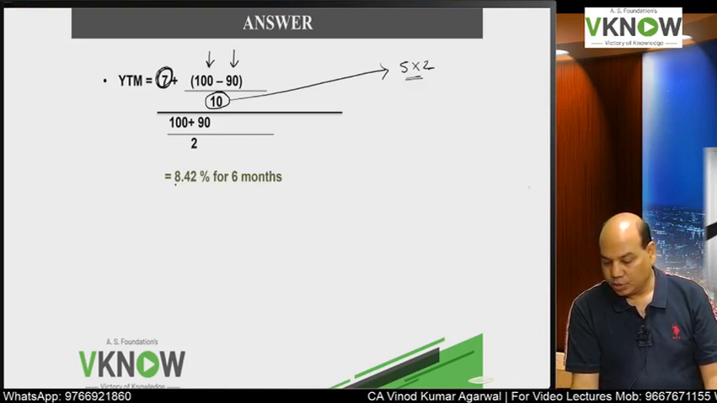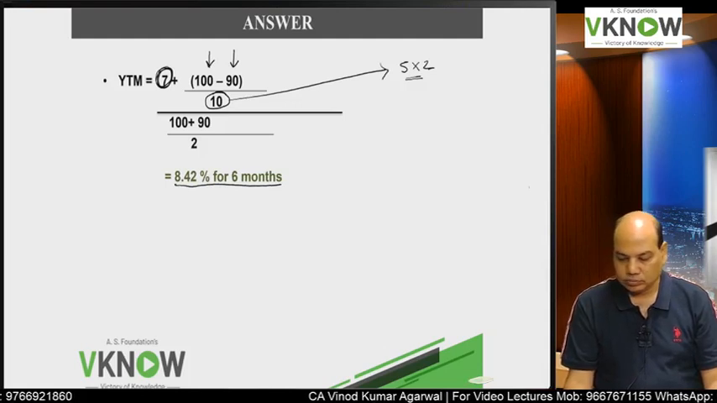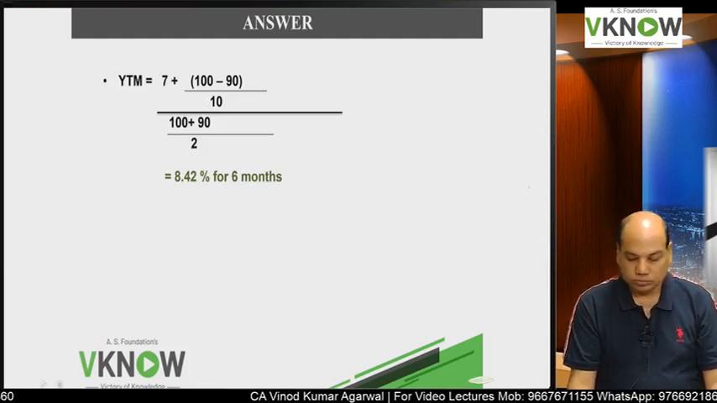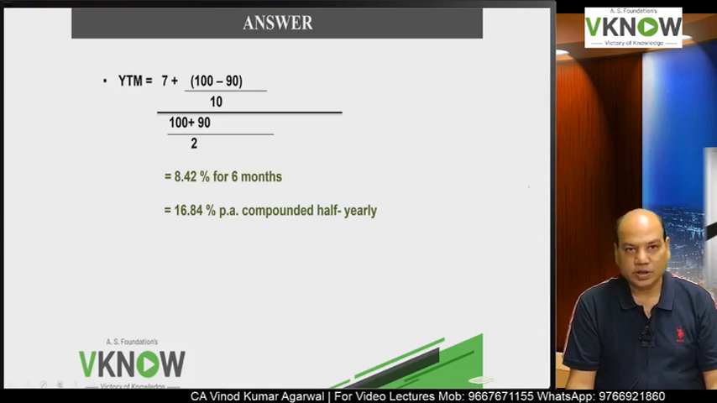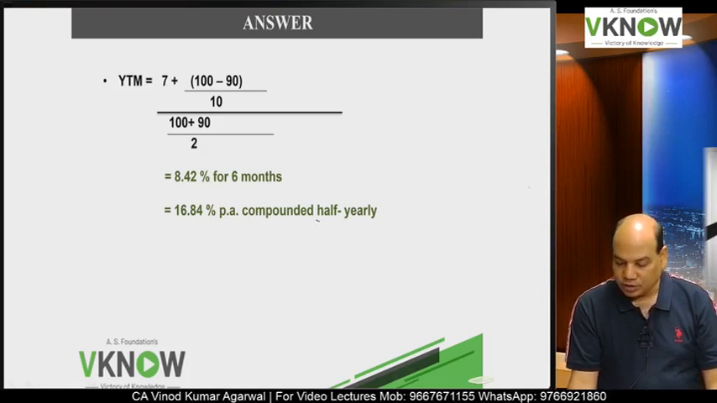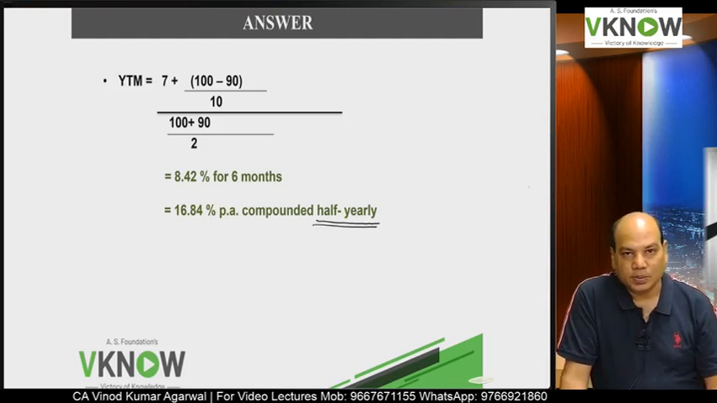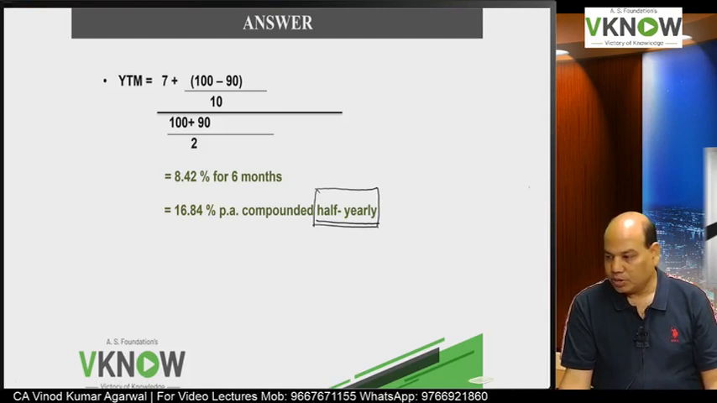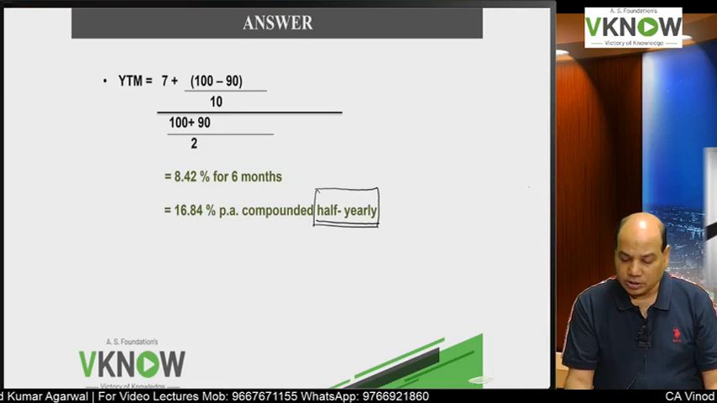It is 8.42% for 6 months. So you have to write double, 16.84% per annum, compounded half yearly. So this is a formula method.